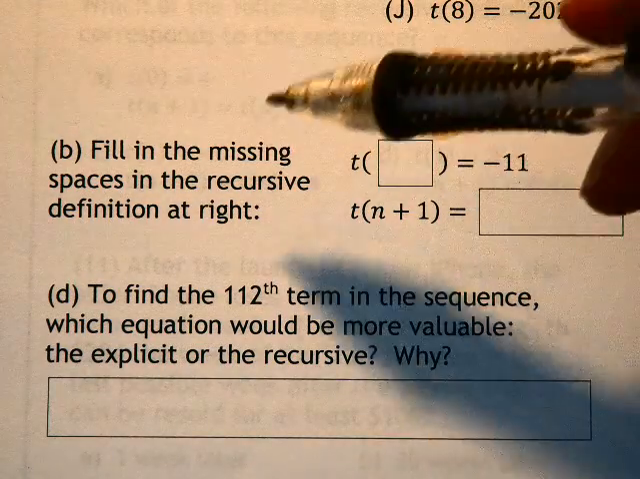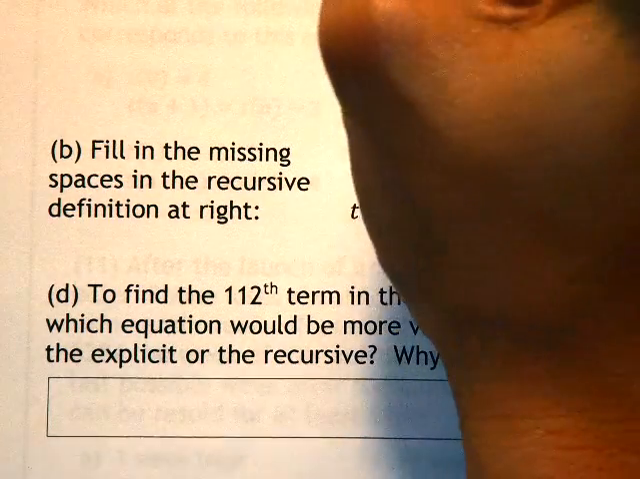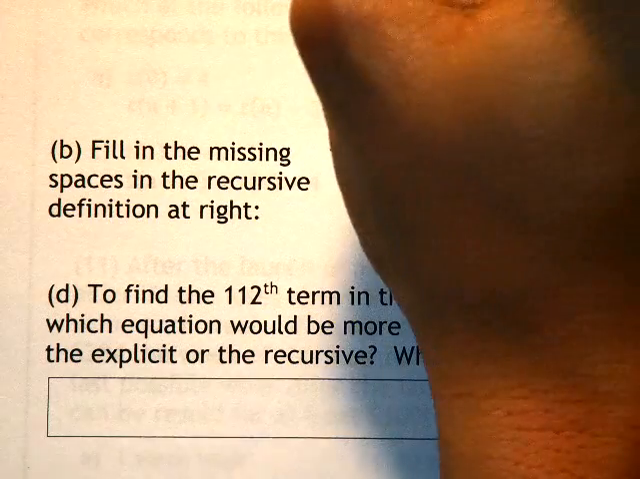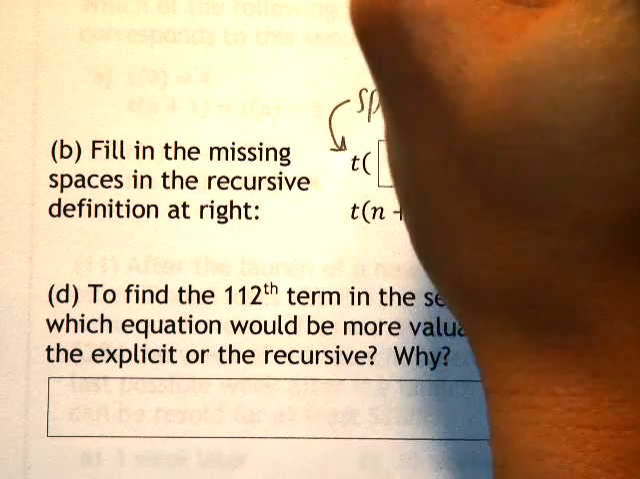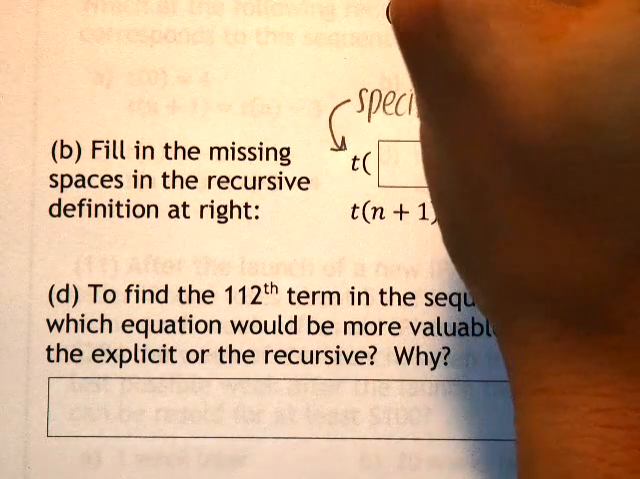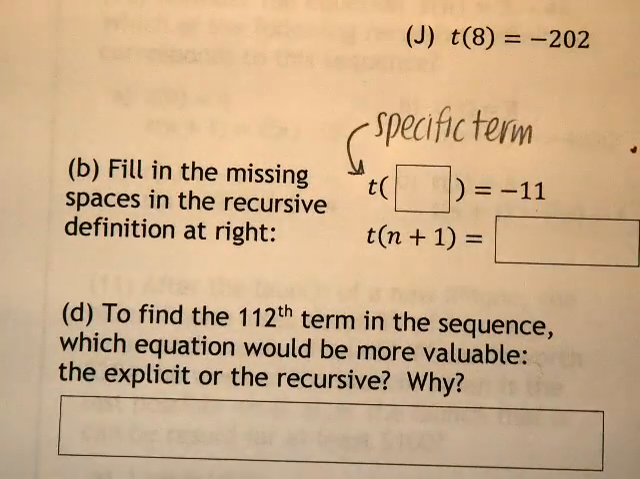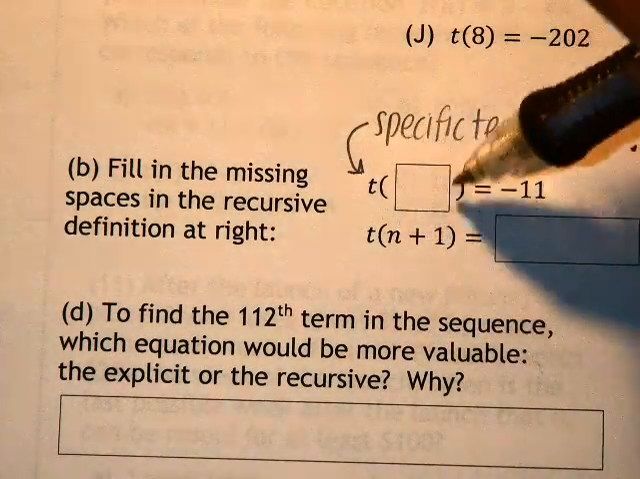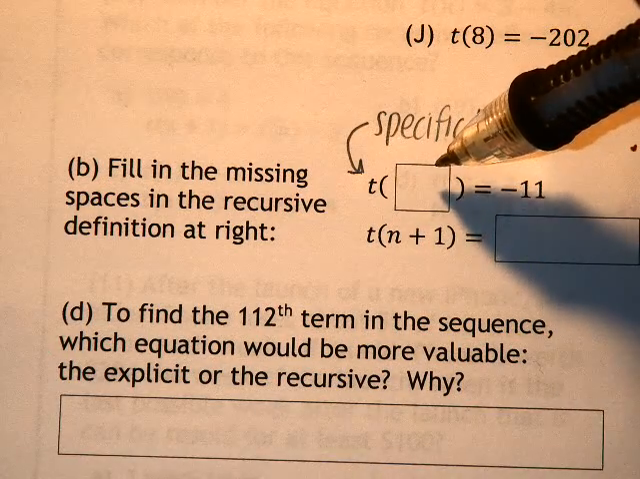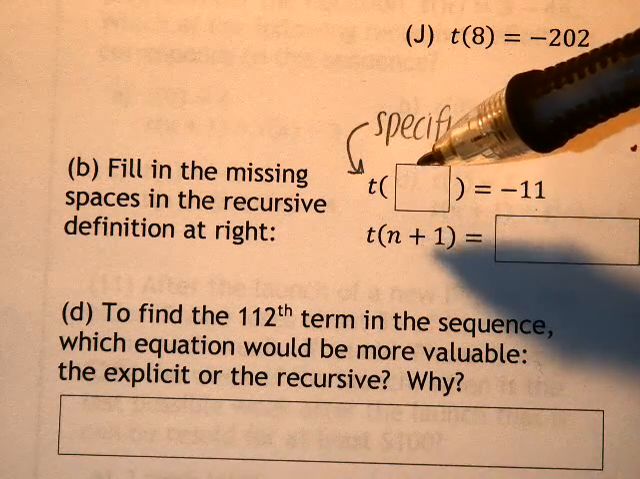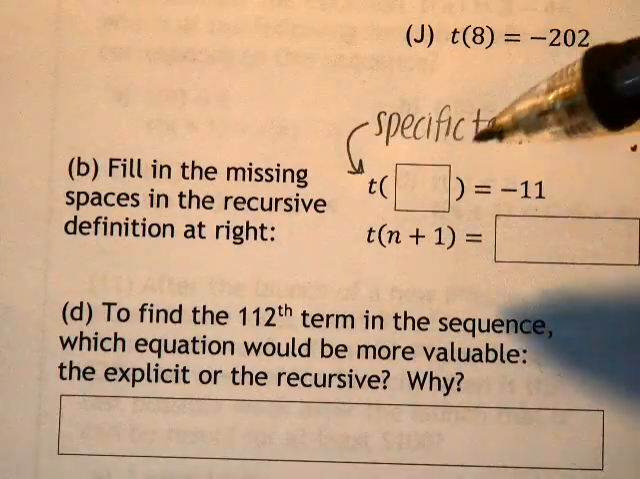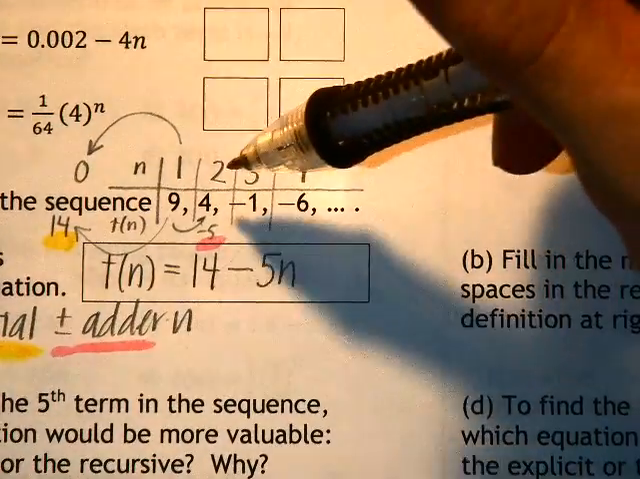I'm going to remember the fact that when I look at a recursive definition, I'm always seeing 2 things. The first thing should always be a specific term in the sequence. And I'm looking at this going, okay, it's saying -11 is a specific term. And the box is asking me which term number. Like, which term is it? Is it the first? Is it the second? Is it the third? Is it the fourth? Or so on. So I'm going to look at my sequence.